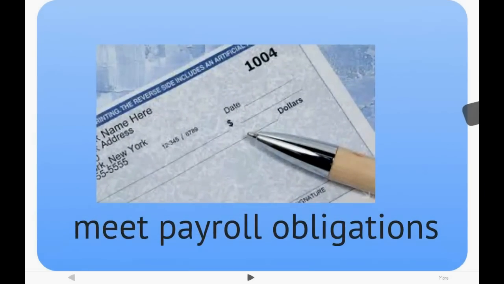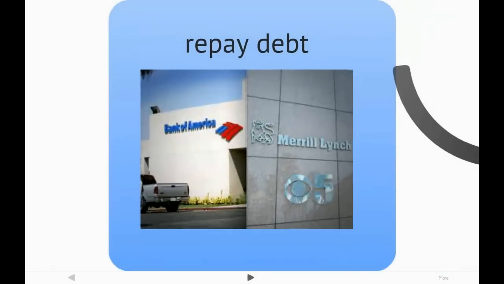Well, the first of which is payroll obligations. Companies obviously need to meet payroll obligations by paying employees for the hours that they've worked. Labor in many businesses is the greatest expense. And so you need to have the capital necessary to meet those obligations. You need to know if you're going to have cash available to actually pay them in a timely manner, of course.